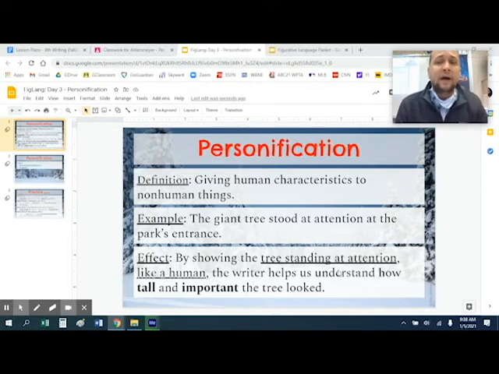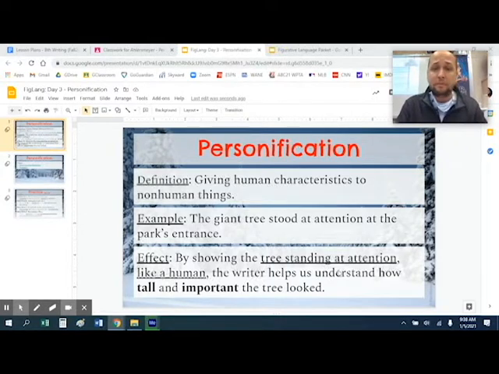So no worries. So personification, like it says there, you see the word person. So it's giving human or person qualities, characteristics to non-human things. So taking things that are not human and describing them in a human way. Very basic. The giant tree stood at attention at the park's entrance. Okay, a lot of times you might see the tree stood. Okay, but that's a human quality. It's a very basic one, but human quality.